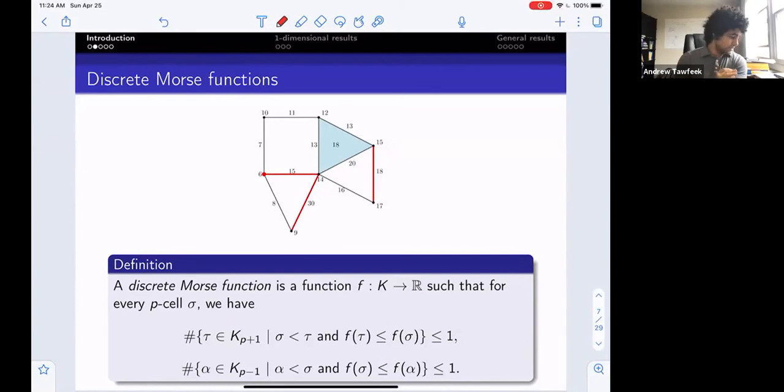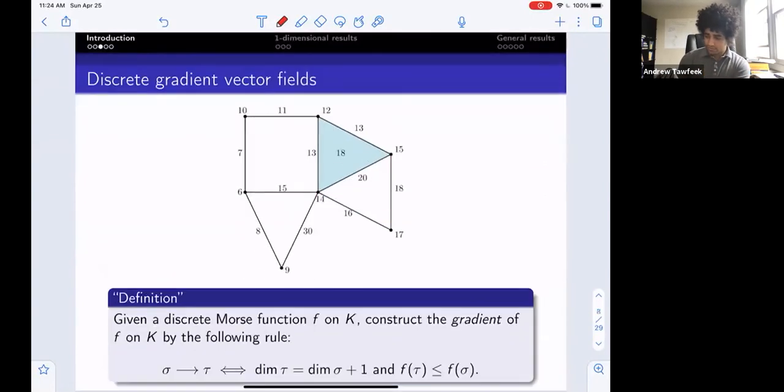But anyhow, now let's try and shift to gradients of discrete Morse functions, which is what we're mostly going to be looking at, so we won't have to worry about staring at numbers for so long. So given a discrete Morse function, it induces a gradient. You get the gradient in the following way. You point an arrow from a cell sigma to a neighboring cell of higher dimension tau if and only if it's pointing to something that is less than or equal to it.